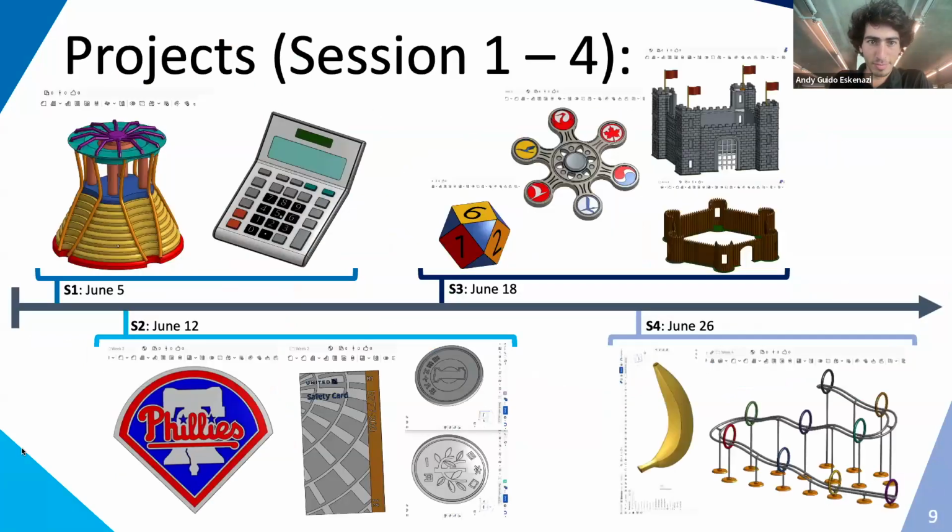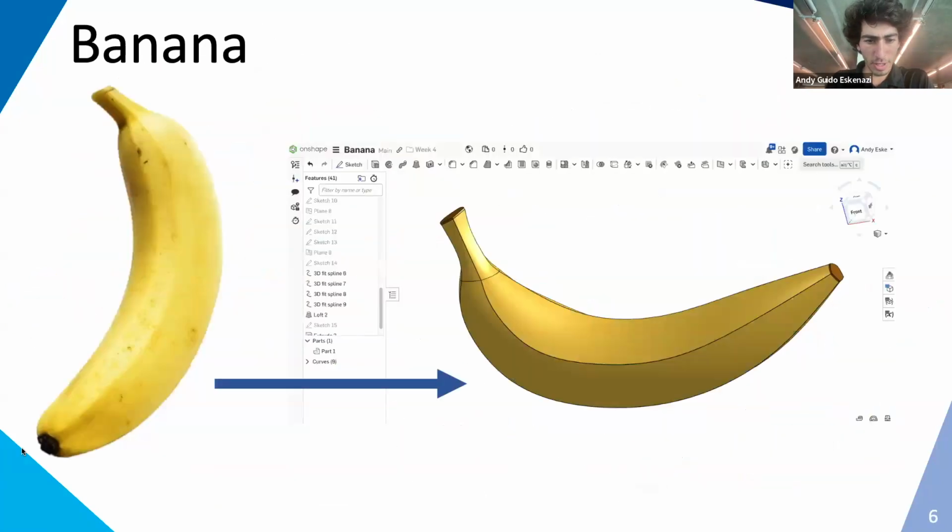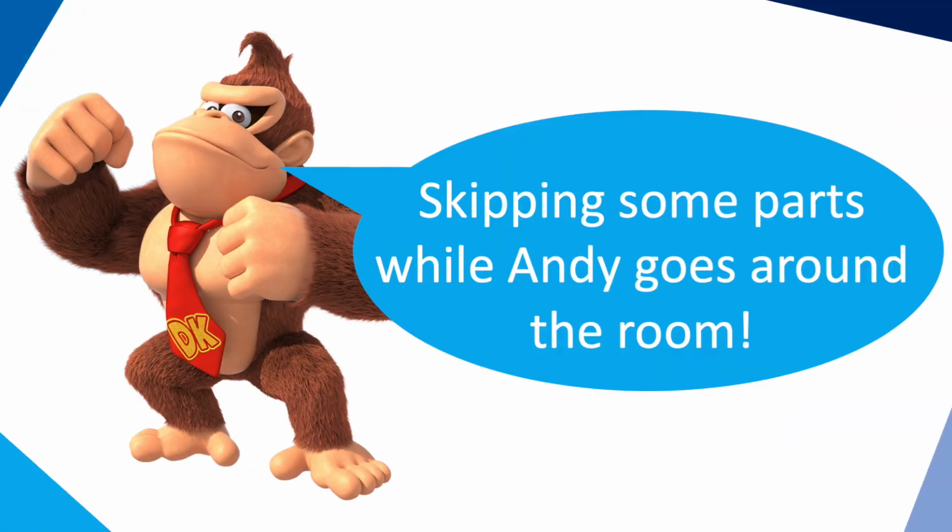This is just an overview of all of the things that we have done so far. This is a bunch of different items that we've looked at already, from the calculator to the castle, and then the trays with inserting pictures, and the banana and the marble run. It's quite a variety of things that we've looked at. So I think we can go ahead and get started.